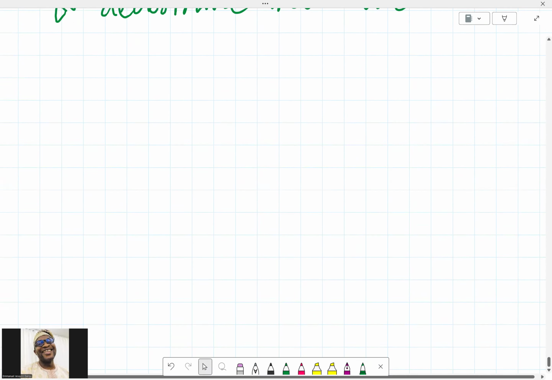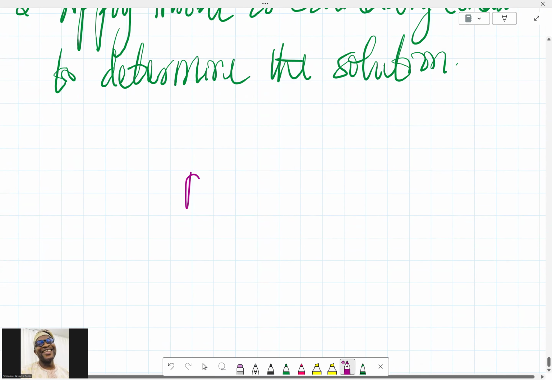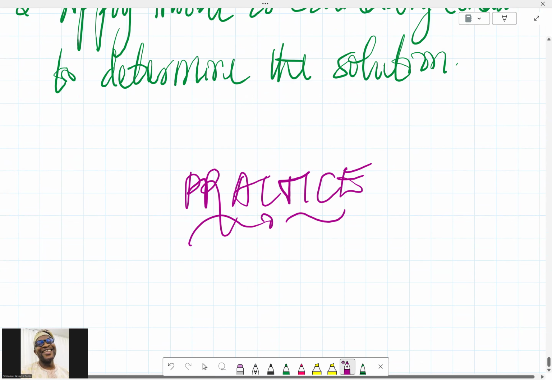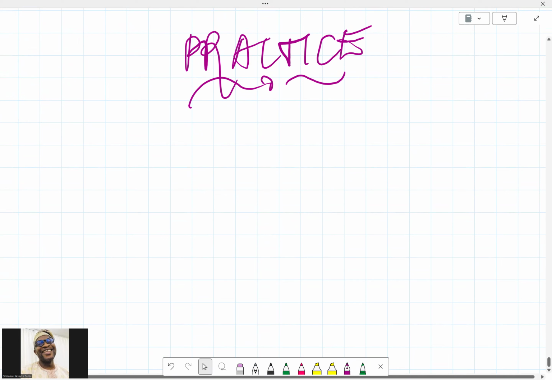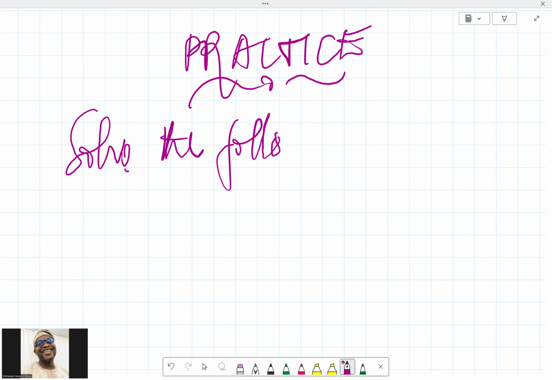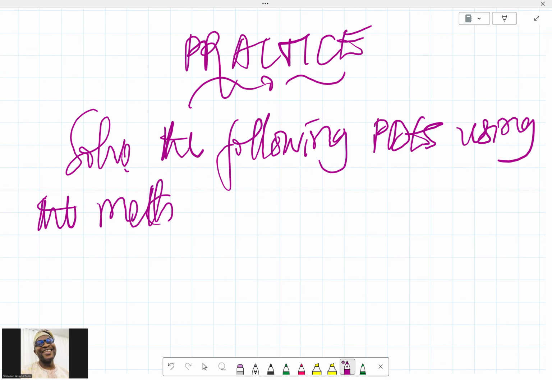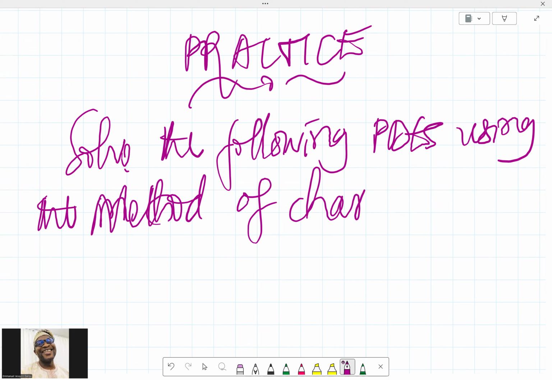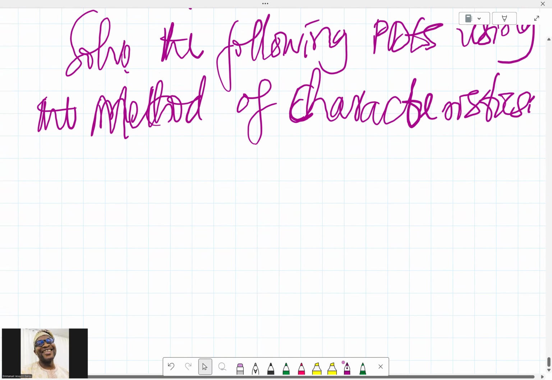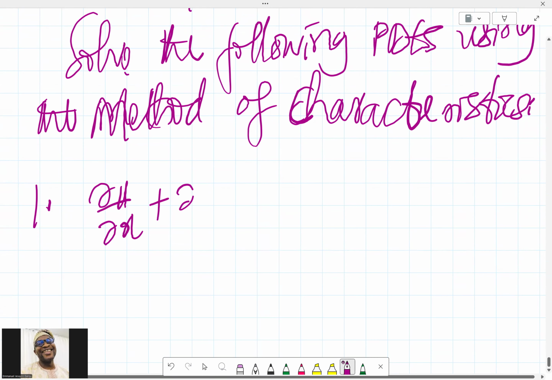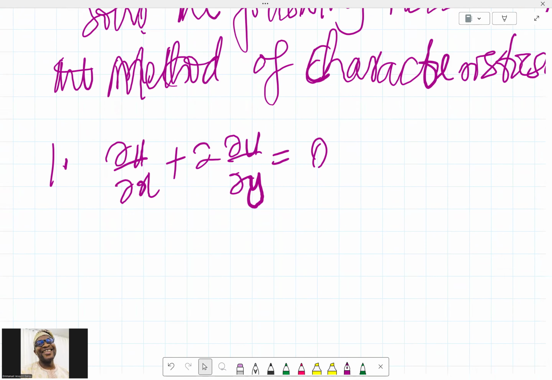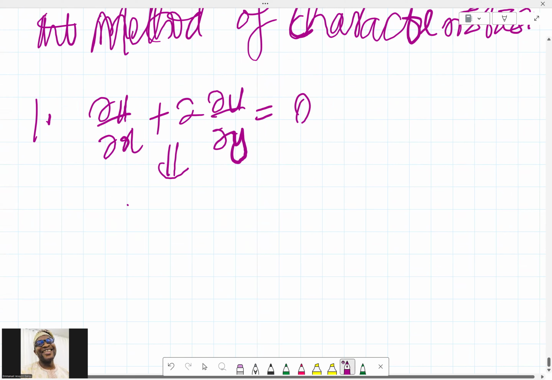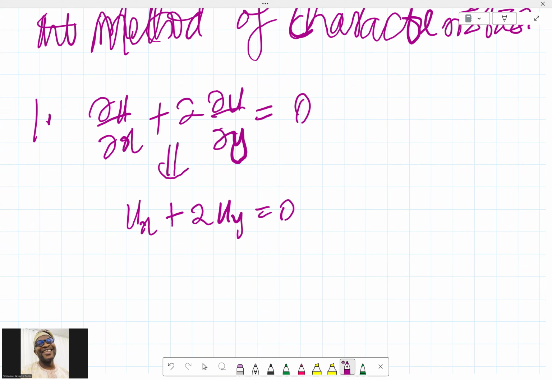So can we take some practice? Let's see. Practice. Solve the following PDEs using the method of characteristics. First of all, you have partial u, partial x, plus 2 partial u, partial y equals 0. Don't forget, it's the same thing as when you say u sub x plus 2u sub y equals 0. It's basically the same thing, okay?